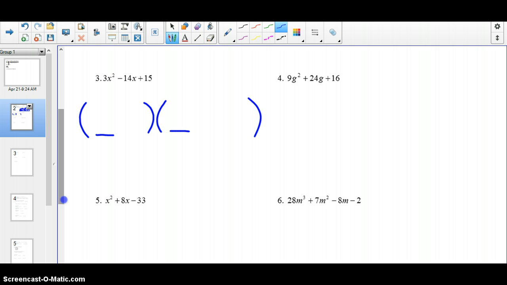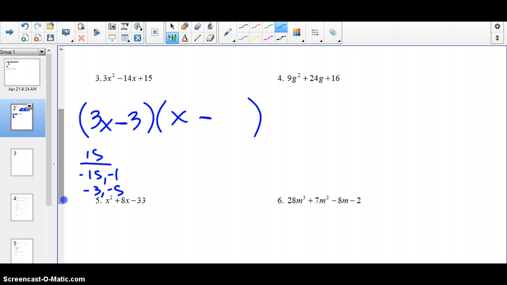All right, now you have to ask yourself, first times first has to be 3x squared. So you only have one option there, 3x and 1x. Then your last slot needs to be 2 numbers that multiply to give you positive 15. But notice your middle term here is negative, which means both of these are going to be negative. The only way for you to have a negative middle term and a positive last term is if both signs on the binomials are negative. All right, so our options are negative 15 times negative 1 or negative 3 times negative 5.